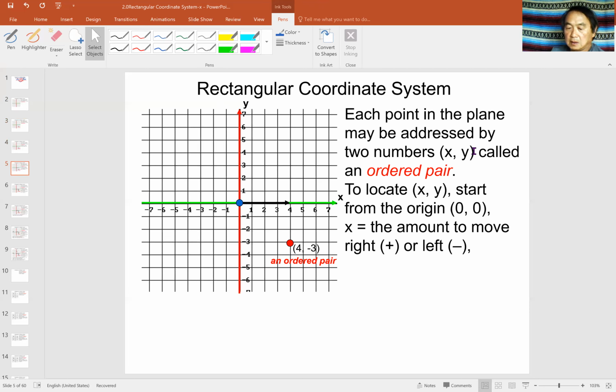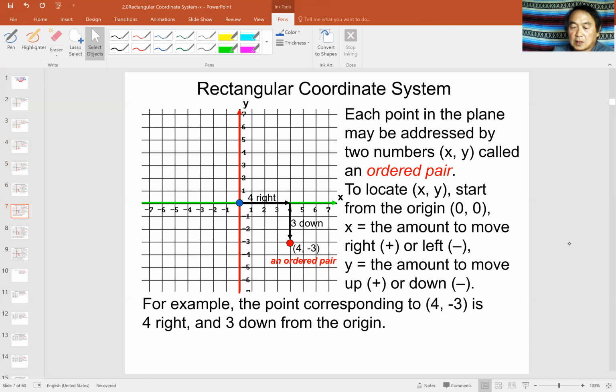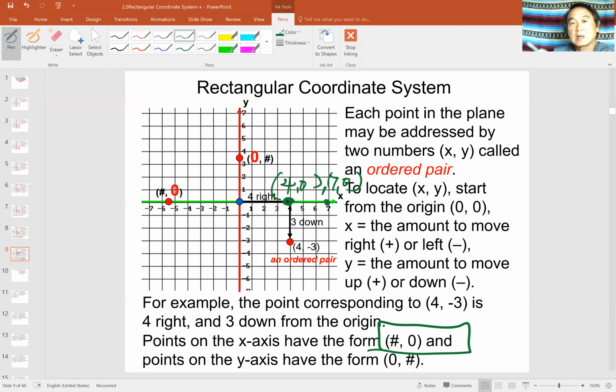The first number, 4, the x number, starts from 0, and you go right or left. The amount to move right or left, that's the x number. And for the y number, you go up or down. So that's the location of the point (4, -6). Notice in this particular setup, any point on the x-axis, like these points, will be (4, 0), and this point will be (7, 0). So anything on the x-axis has the number 0 for its y coordinate.